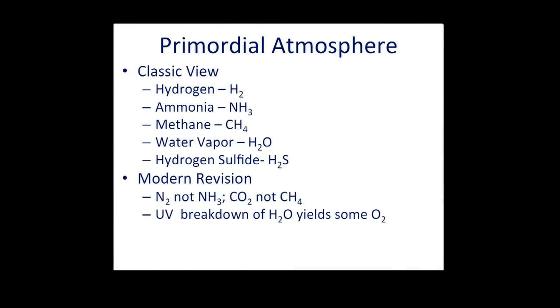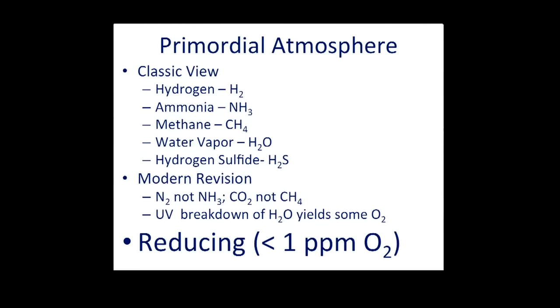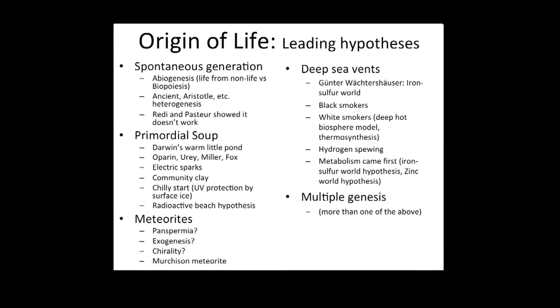And the UV light will be breaking down some of the water vapor into a little bit of oxygen. But as soon as any oxygen will be made, it will react with minerals in the crust of the Earth and be pulled out of the atmosphere. And the hydrogen that was left would also leave via the kinetic energy in insufficient gravity. But the most important thing is that this was in a reducing atmosphere, no oxygen, or less than one part per million oxygen, very low oxygen. And it seems like that's a requirement for life to have arisen.